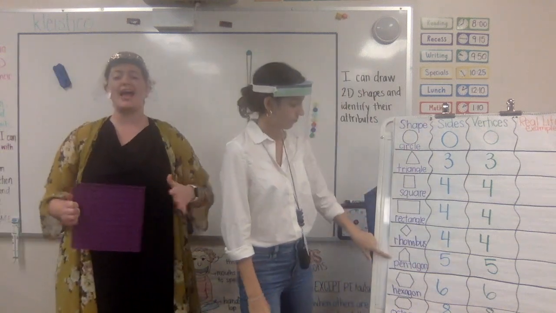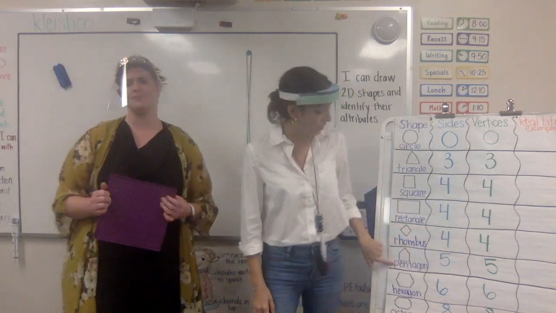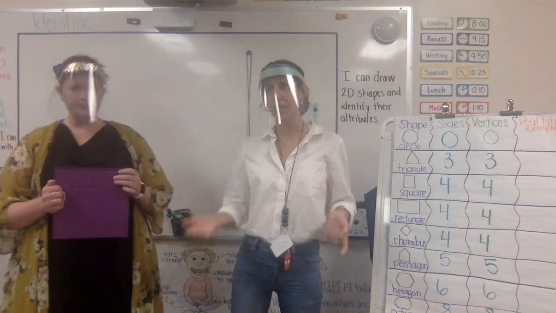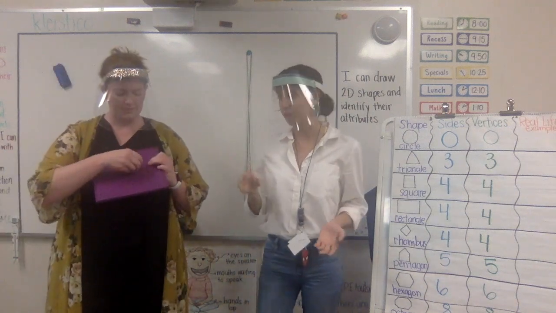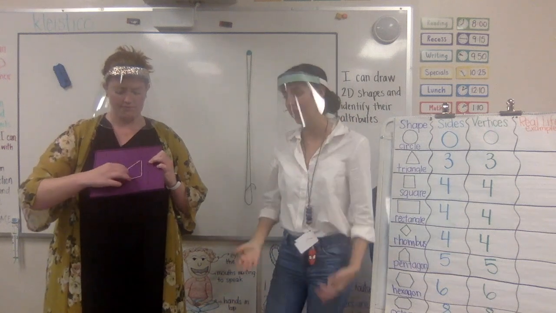Okay, well, we don't have any more quadrilaterals that we're learning, but what's that 5-sided shape? Ooh, this is the pentagon. Remember, it kind of looks like a house. If you put a triangle on top and then a square on the bottom, a pentagon.